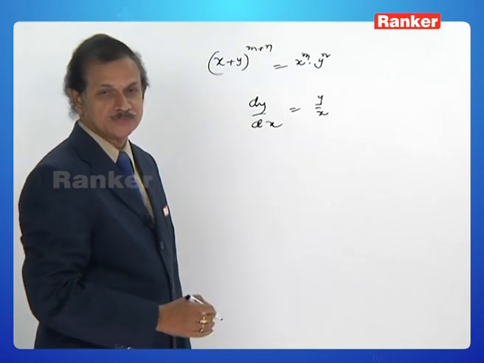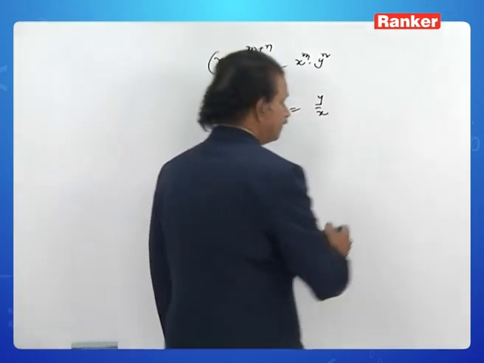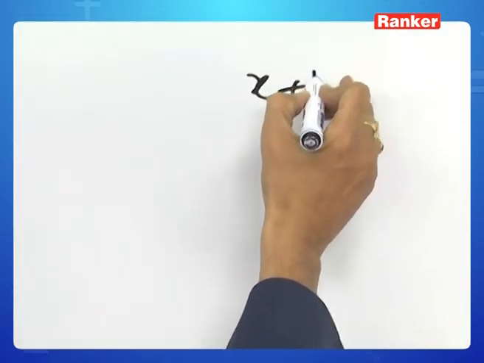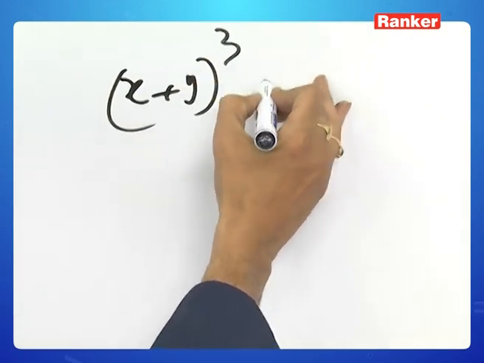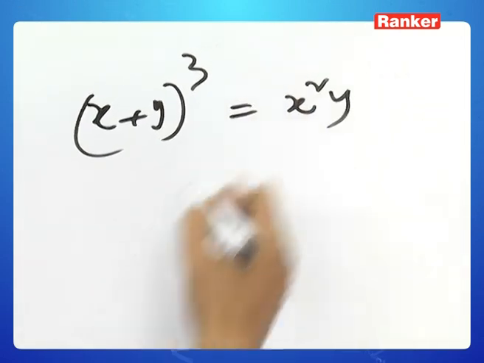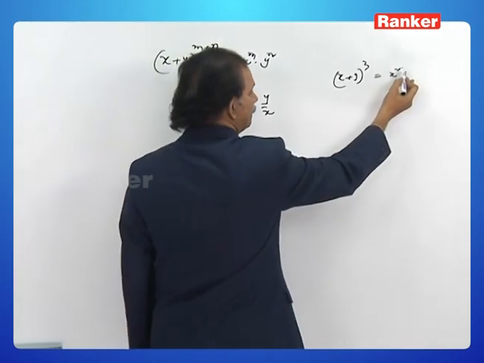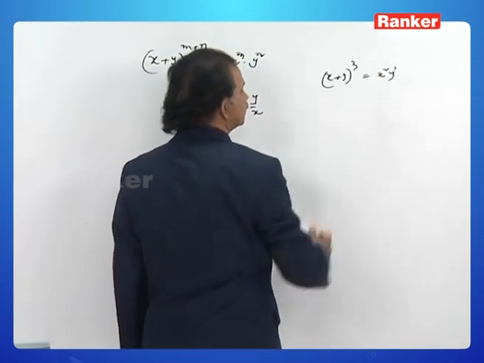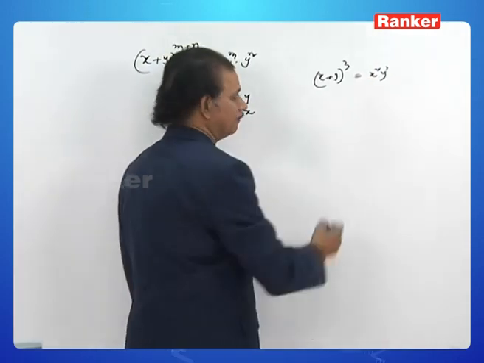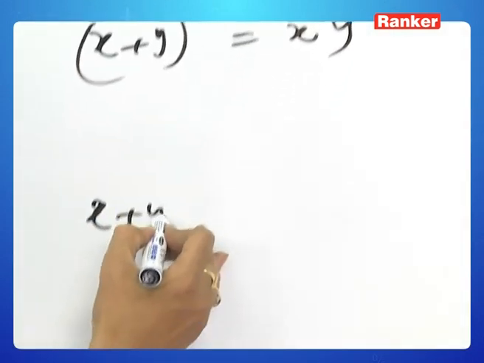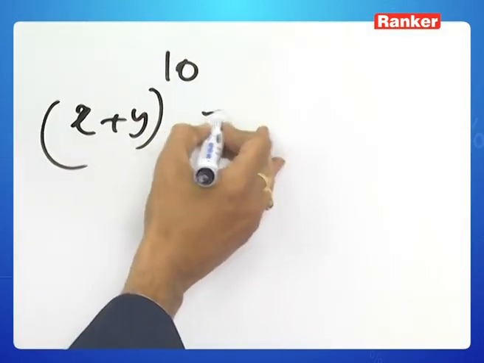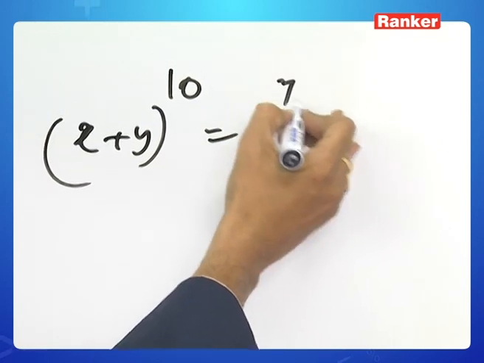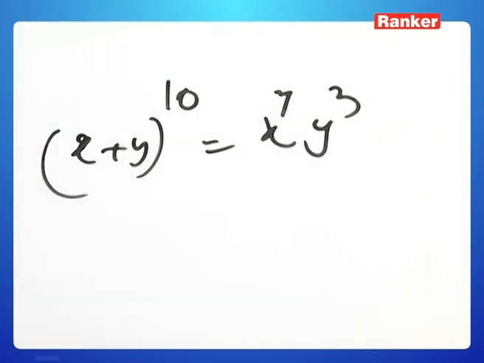dy by dx is equal to y by x. Let me illustrate this. (x plus y) whole cube is equal to x square y. Here m plus n is 3. What is dy by dx? y by x. (x plus y) whole to the power of 10 is equal to x power 7 into y cube. What is dy by dx?